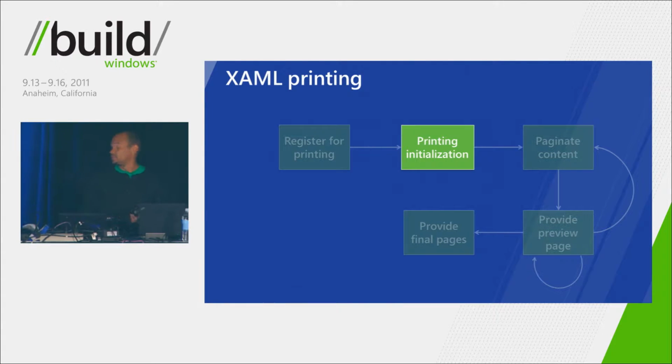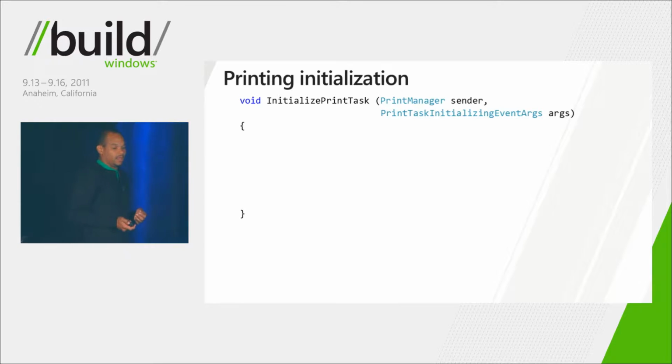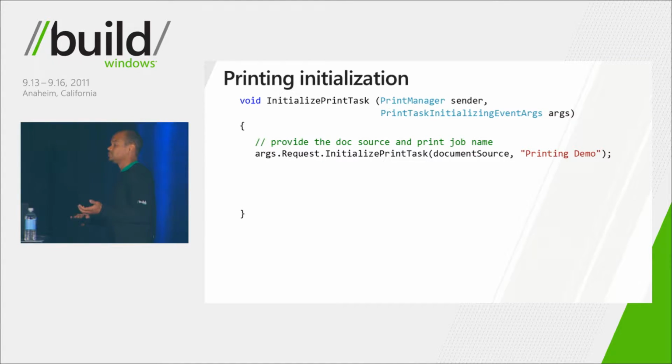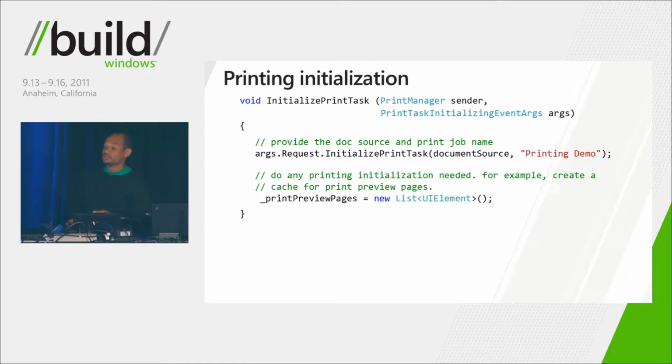On to the second step, which is printing initialization. Here's our event handler that we registered for to be called when a print job is started. And you simply initialize a print task. You could also do any other initialization that your app needs to do for printing. So in this example, I'm just creating a list of UI elements, and each of these UI elements represents one page. So I now have a place where I can create a list of preview pages so that they're cached and I can maintain them. But each app is free to do whatever they want for printing and this background stuff.